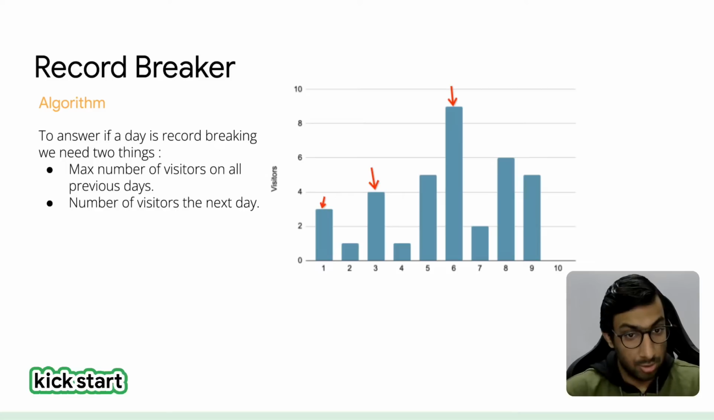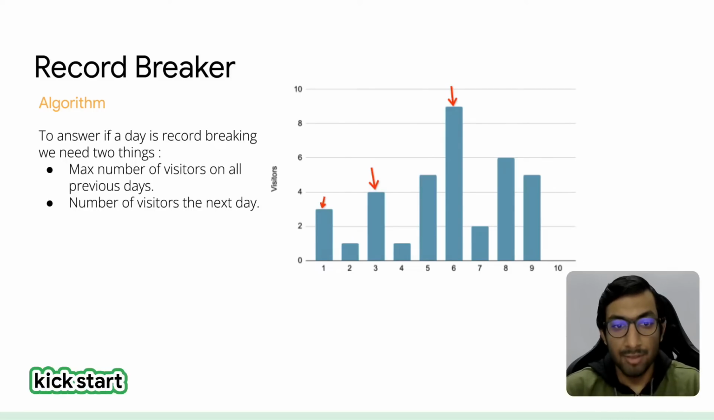Days 1, 3 and 6 are record breaking because the number of visitors is greater than the number of visitors on all previous days as well as greater than the next day. So they satisfy both conditions, and that is why they are record breaking. Day 2 is not record breaking because the number of visitors is less than the first day. It violates the first condition, therefore it's not record breaking. Similar is the case for days 4, 7 and 8. They don't satisfy the first condition.